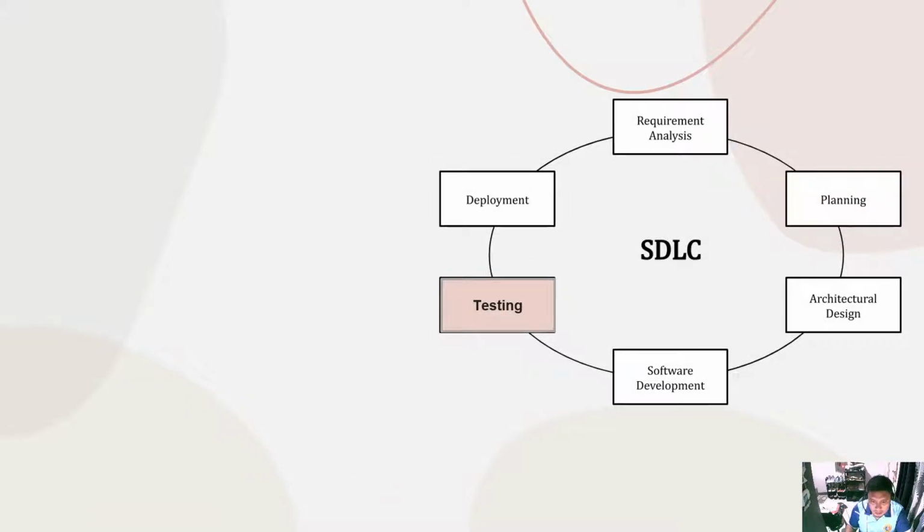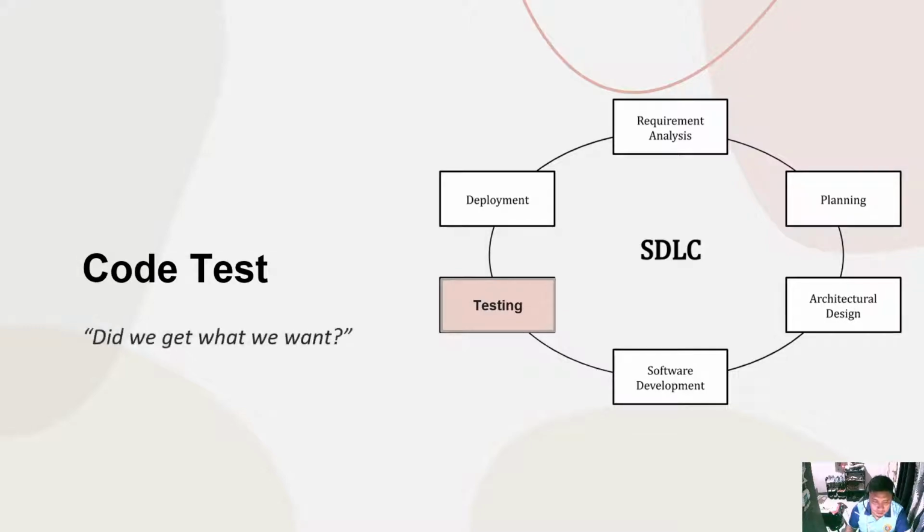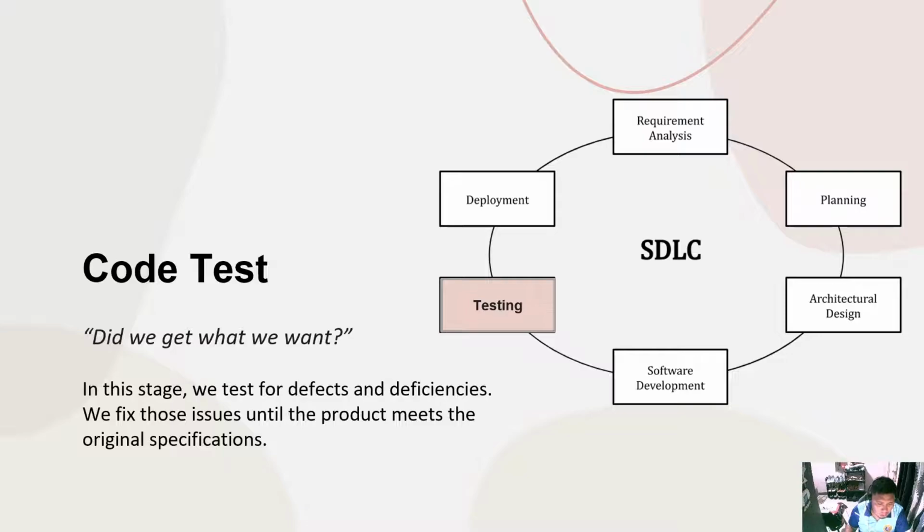Next is the testing, which is code test. So did we get what we want? We answer this question. In this stage, we test for defects and deficiencies. We fix those issues until the product meets the original specification. So we are now testing if our program is really what we designed in our architectural design phase, and whether everything is now working properly.